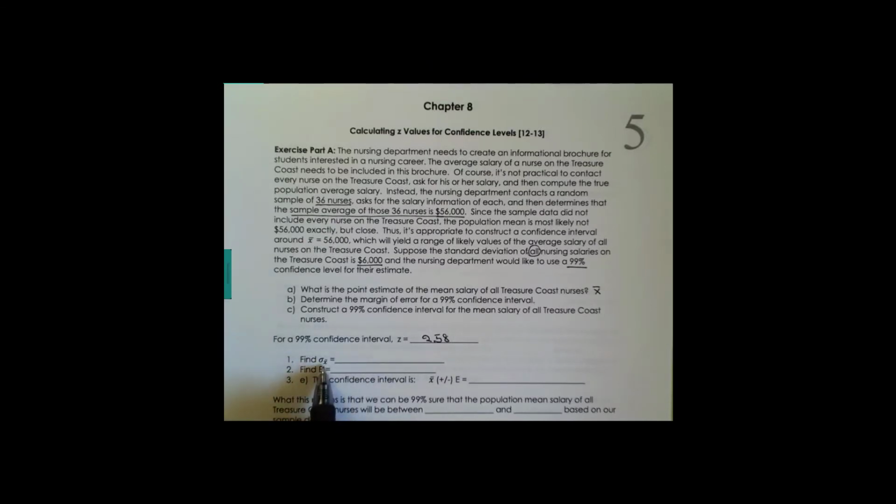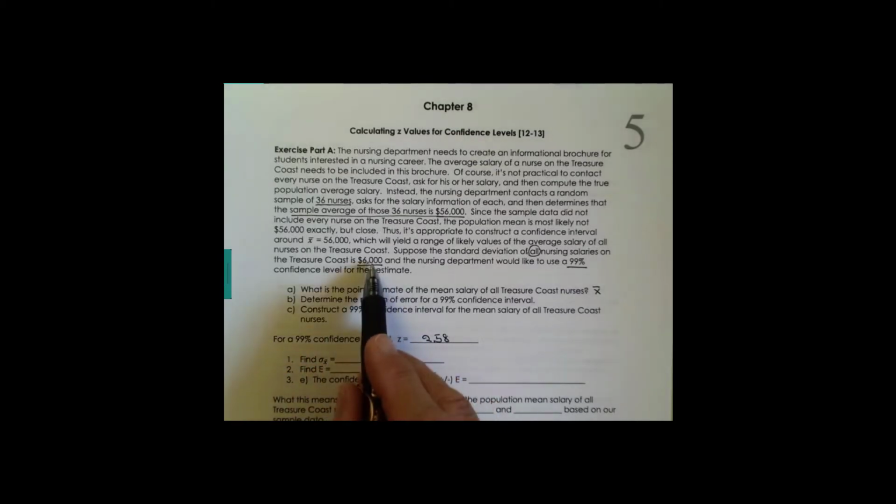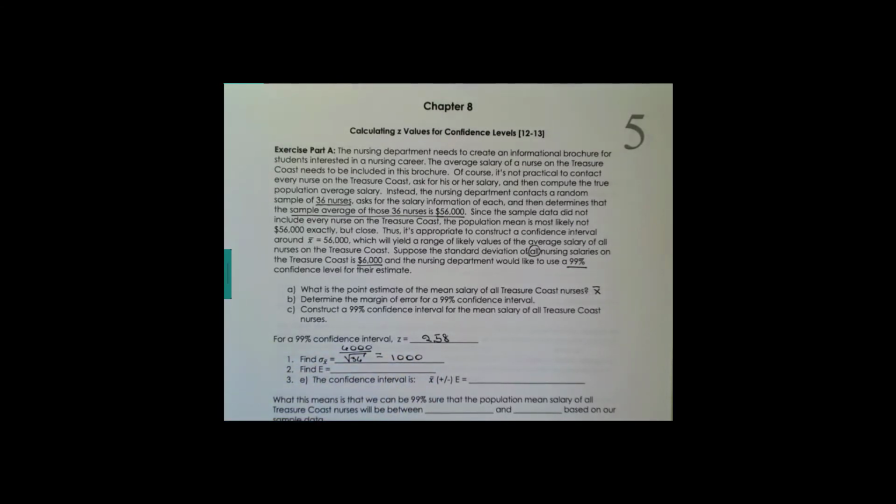Now, I want to find the standard deviation of x bar. Remember, I have to take my standard deviation. I was given the population standard deviation. But to use it, I'm going to have to divide it by the square root of the sample size, and I have a sample size of 36. So really, what happens is this is 6,000 divided by 6, right? So my adjusted standard deviation is going to be 1,000.